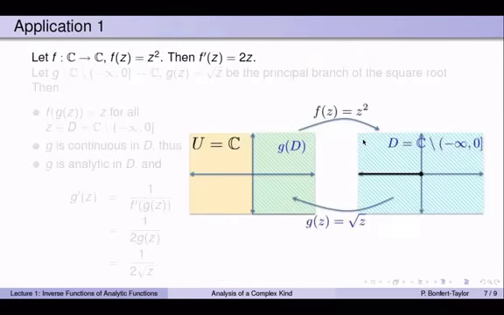Let's look at some examples. Suppose f of z is the function z squared. That's clearly an analytic function. We know its derivative, f prime of z is 2z, and it's defined in the whole complex plane, so U is equal to the whole complex plane in this case.